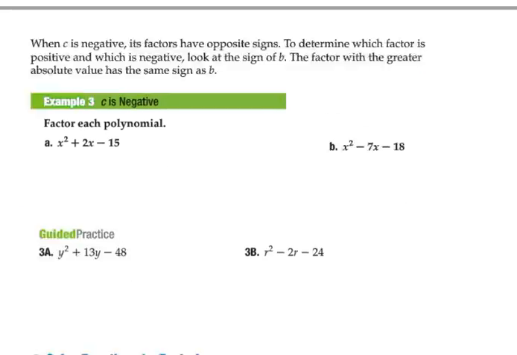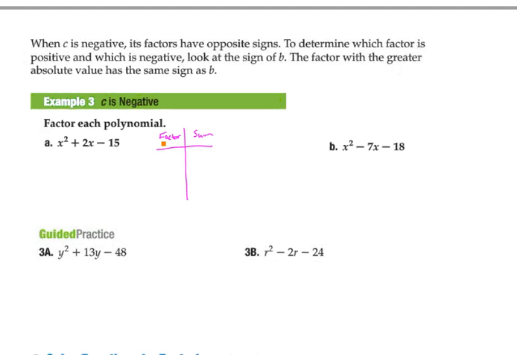Okay, this one's a little bit different. When c is negative, which is the constant term, we know that just one of our numbers is going to be a negative because negative times a positive will give us that negative. So these are probably the most challenging because there's so many different options that we have to go through. So again, we're looking at factors and sums.